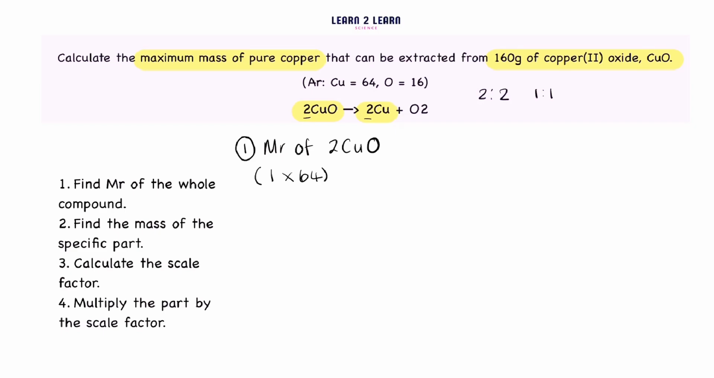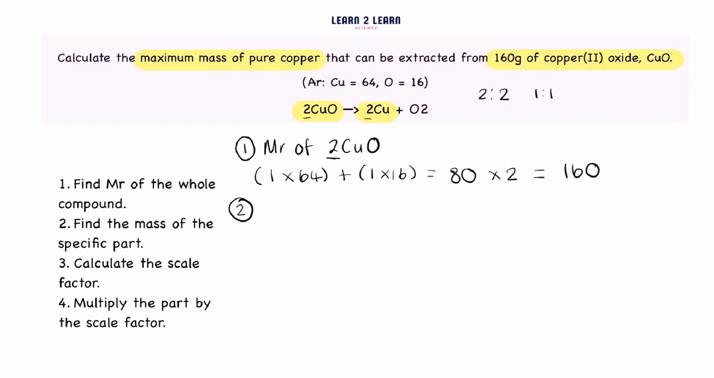So I'm going to do 1 times 64, which is our AR of copper, plus 1 times 16, which is our AR of oxygen. Add them together and I will get 80. But of course, I'm keeping my 2:2 ratio, so I'm going to multiply 80 by 2, which gives us our total MR of 160.